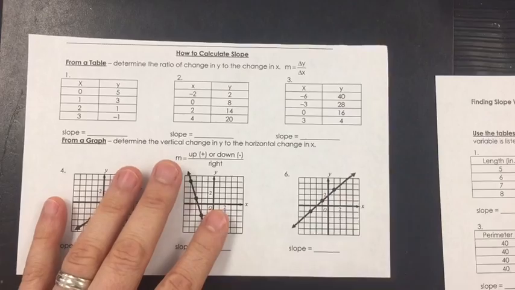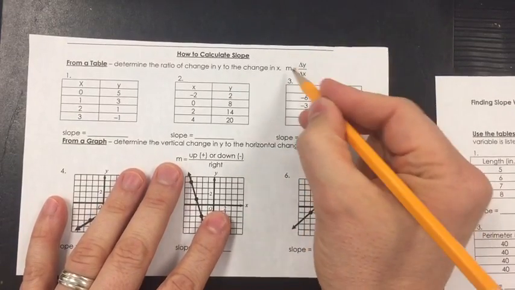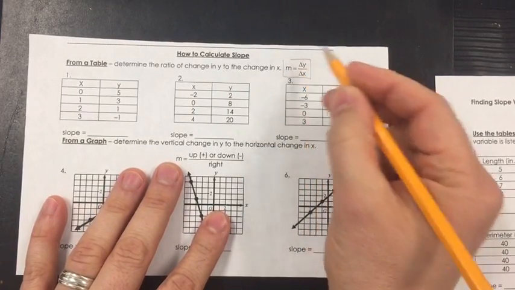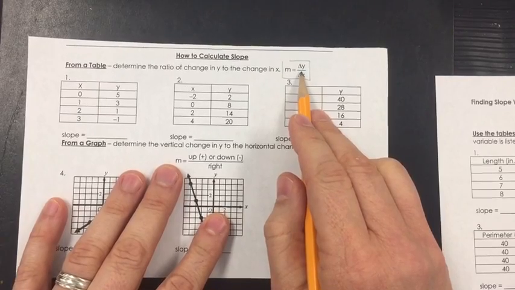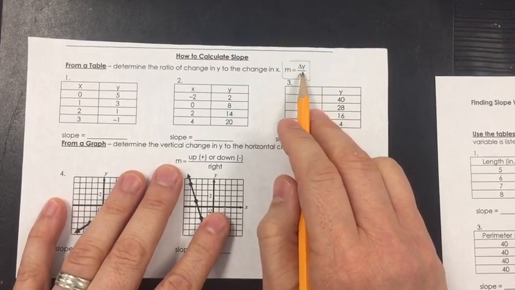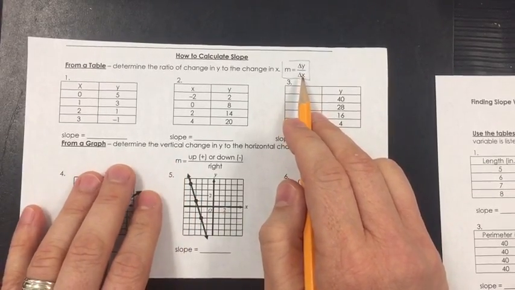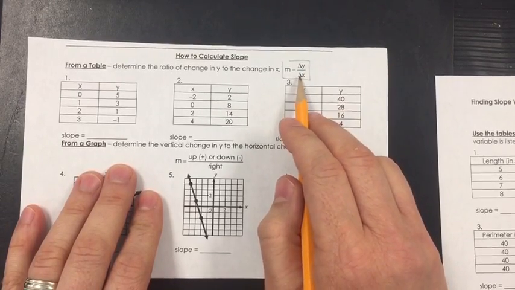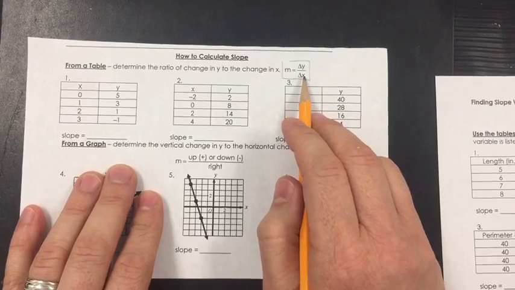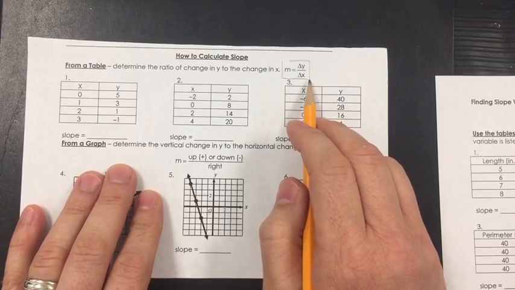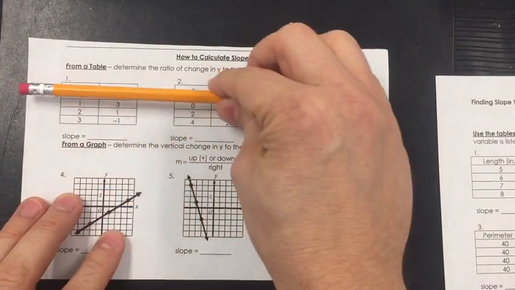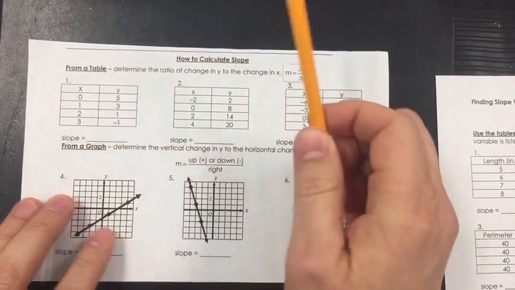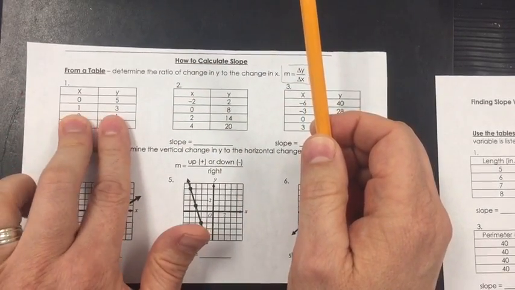And there's this equation that looks kind of hard. It looks a lot harder than it is. You got this weird triangle thing. All that means is find out how your y's are changing, and that's going to be your top number. And then this triangle x means find out how your x's are changing, and that's going to be your bottom number. Now you can pick any 2 points. You don't have to look at all of them. I usually like to go with the first 2 and just ignore the rest.